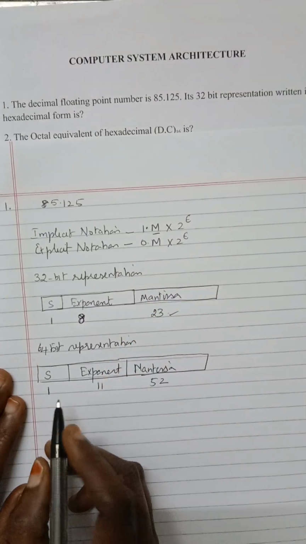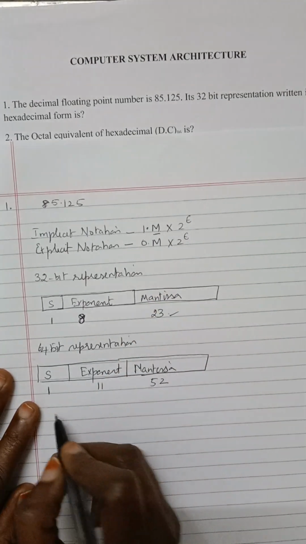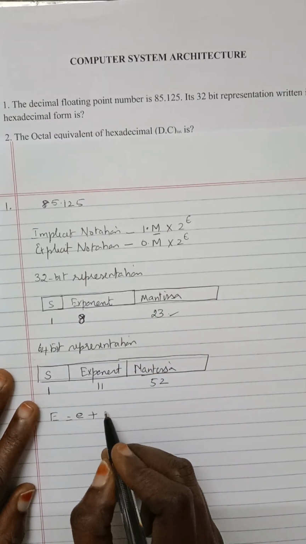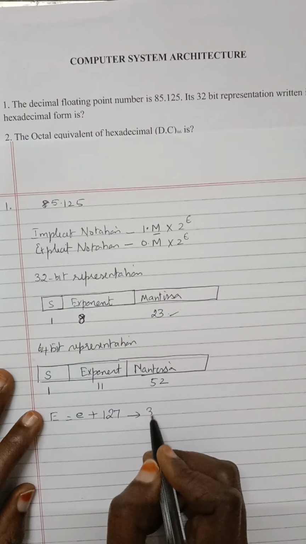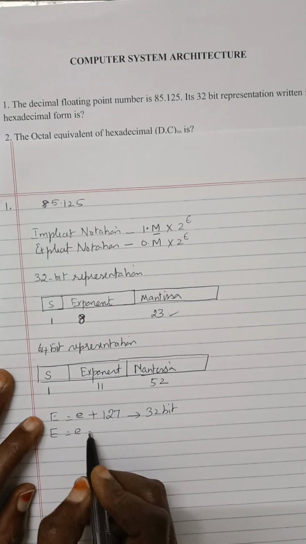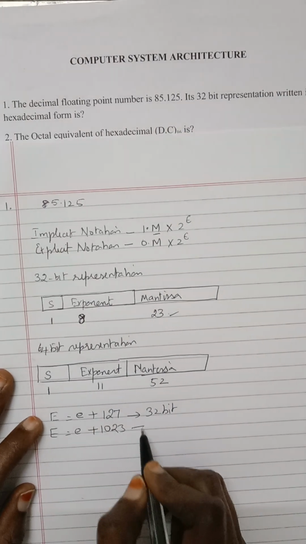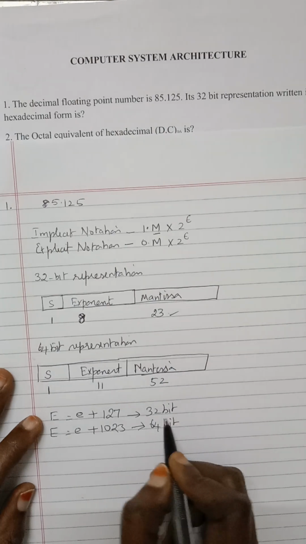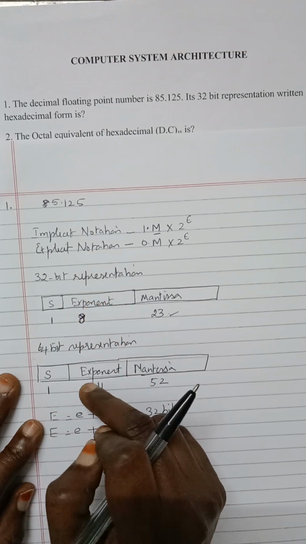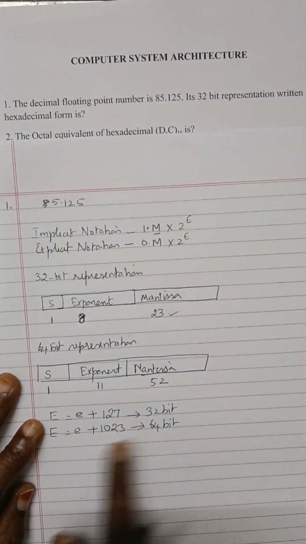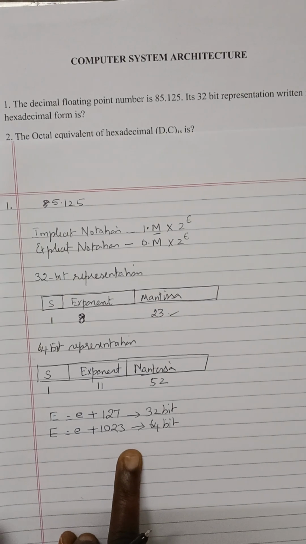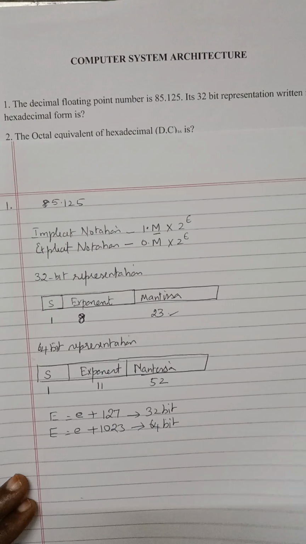Next, we find the value of e. The biased exponent is the exponent plus 127 in case of 32-bit, that is, we add the bias. For 64-bit representation it is e plus 1023. So the exponent value we have to write is e plus 127, or e plus 1023 for 64-bit representation. Here, in the given problem we have 85.125.